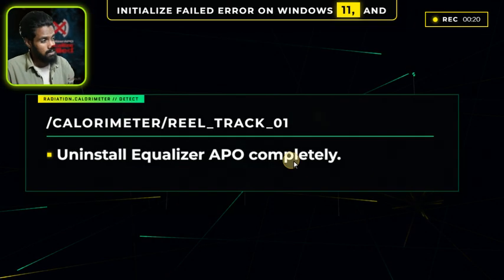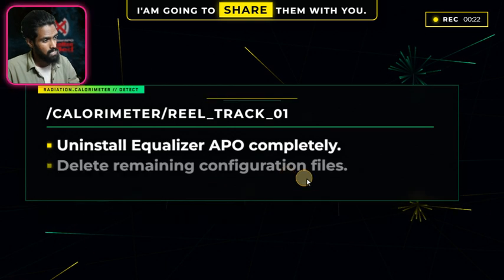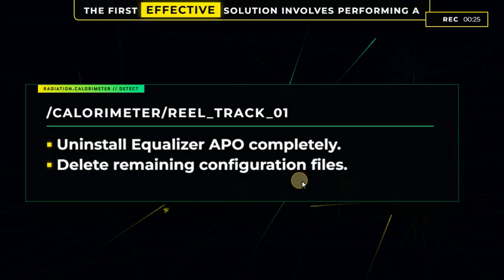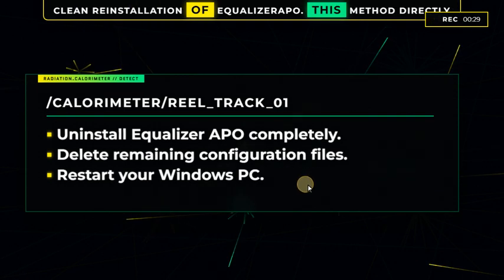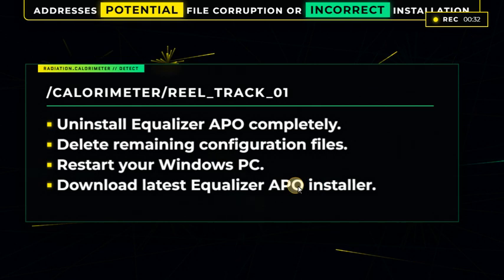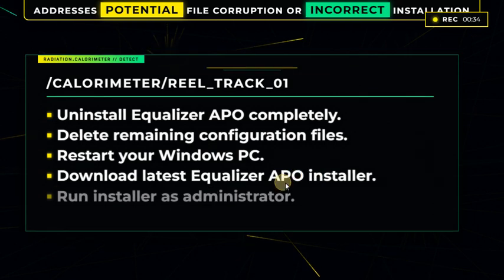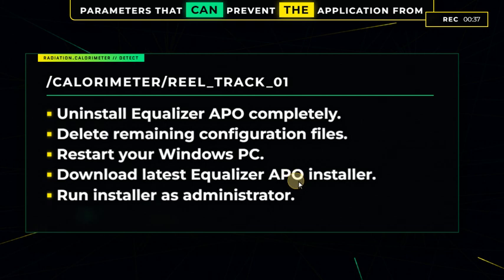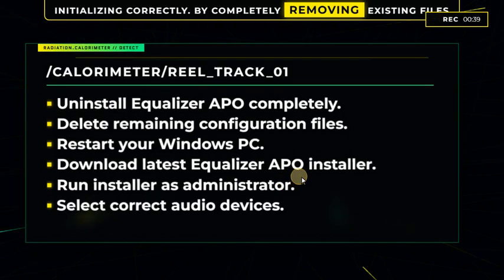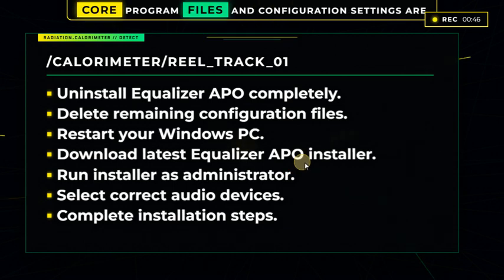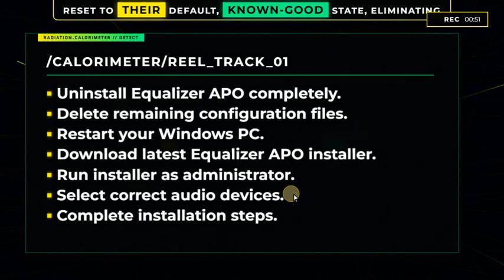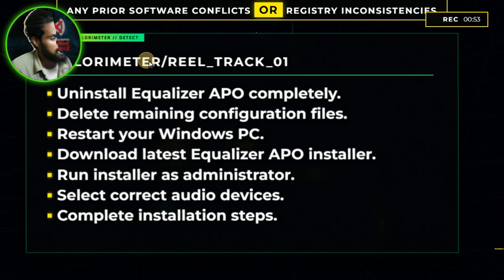The first effective solution involves performing a clean reinstallation of EqualizerAPO. This method directly addresses potential file corruption or incorrect installation parameters that can prevent the application from initializing correctly. By completely removing existing files and then installing afresh, we ensure all core program files and configuration settings are reset to their default known good state, eliminating any prior software conflicts or registry inconsistencies that might be interfering with proper startup.